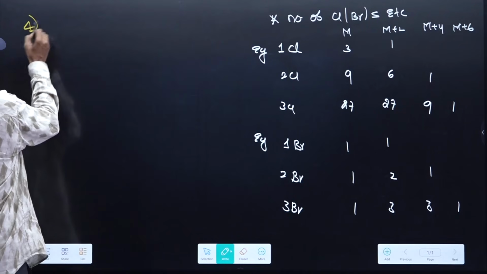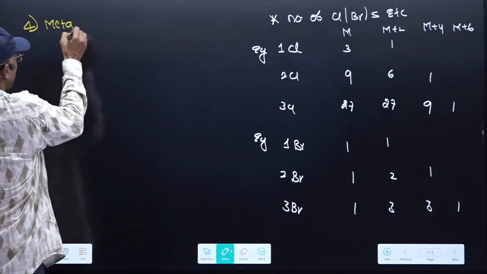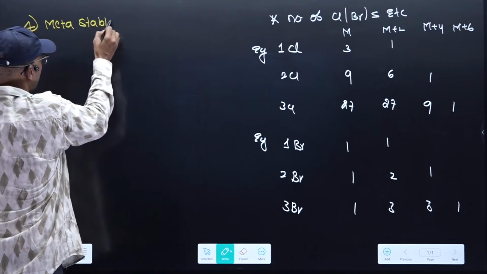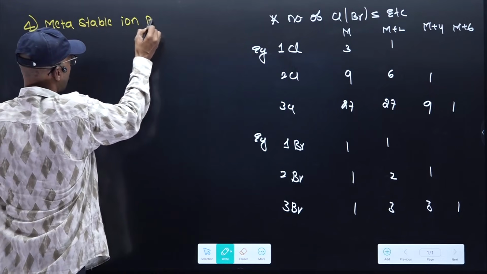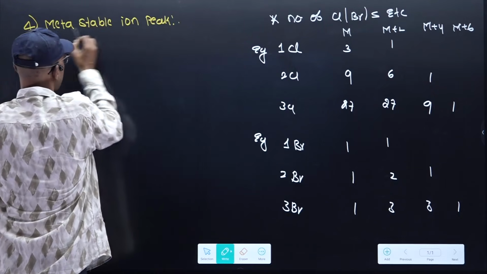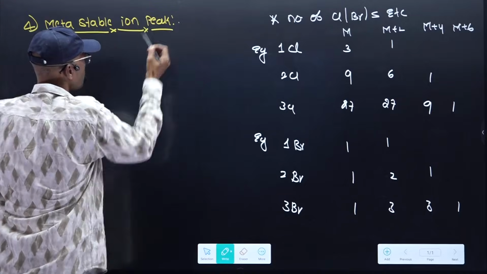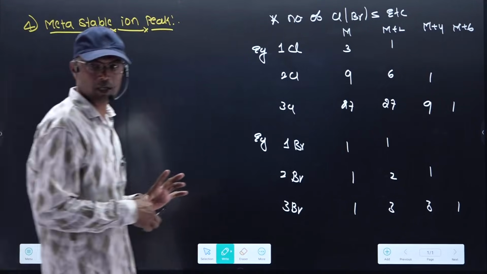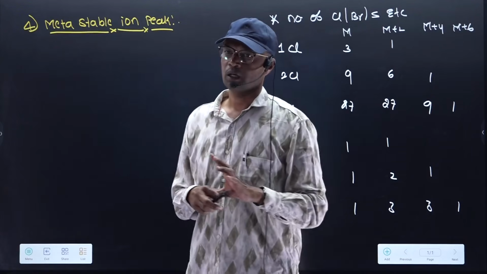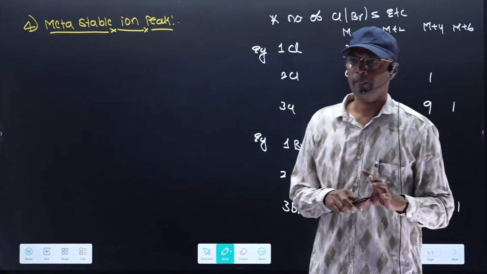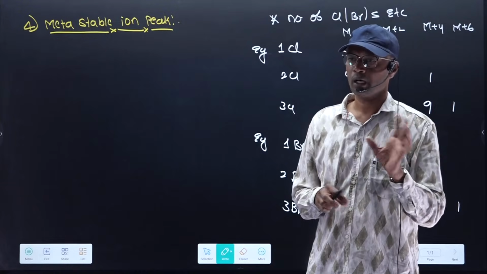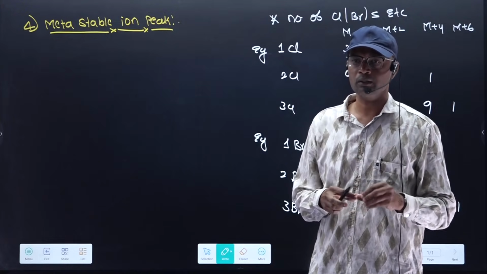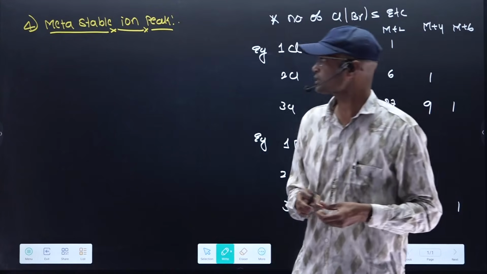Next, metastable ion peak. So what is the difference between normal ions and metastable ions? This I gave in your last class. Normal ions are produced in the ion chamber. Metastable ions are produced in the mass analyzer. That is the difference.